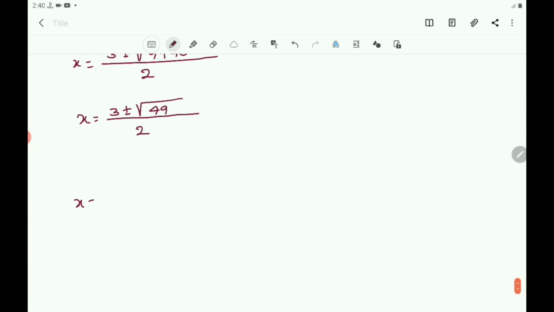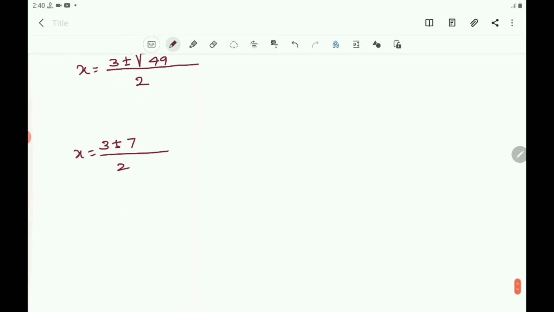Then you get x equals 3 plus or minus square root of 49 is 7, by 2. Now you will get 3 plus or minus 7 by 2. So you take x equals, one root is 3 plus 7 by 2, and the other root is x equals 3 minus 7 by 2.